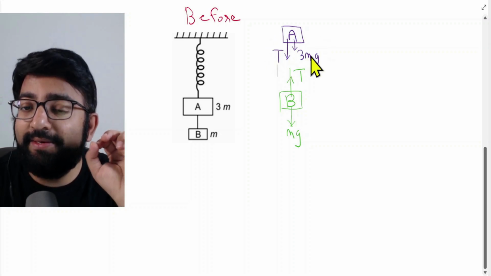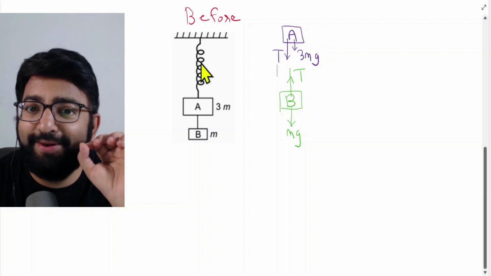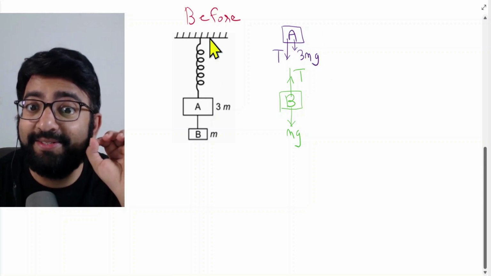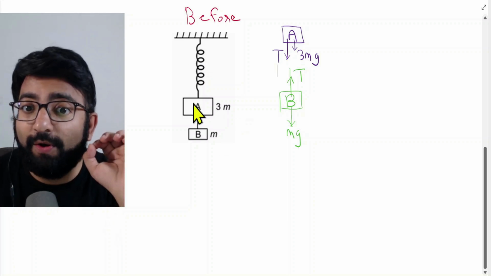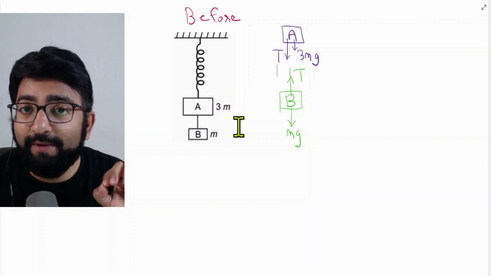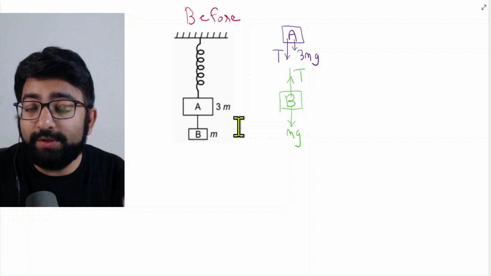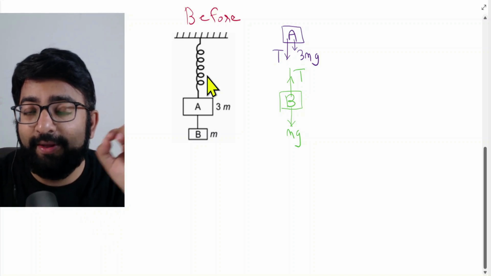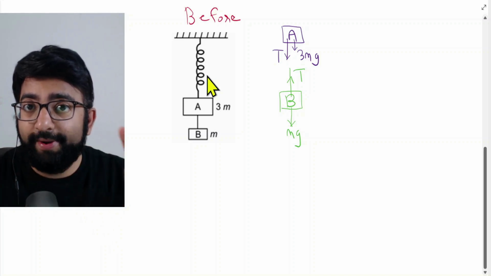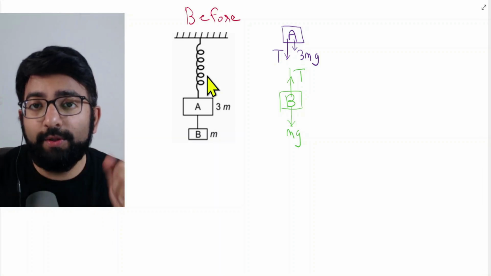Apart from T and 3 mg, is there any other force acting on A? Yes, it is, and that is the spring force. If you analyze the system carefully, because of A and B's weight, the total weight is 4 mg. Now, because of this weight, this entire spring is going to get elongated. And whenever springs get elongated, they have a tendency to pull the objects.